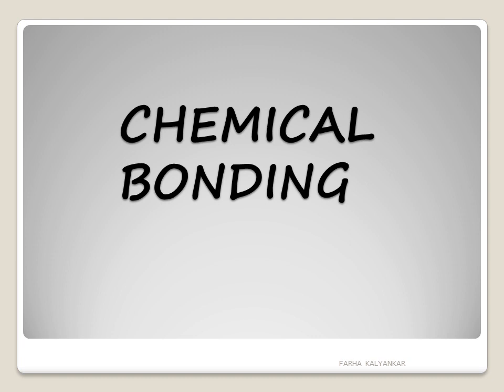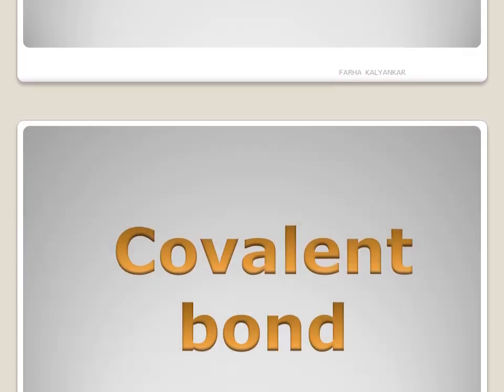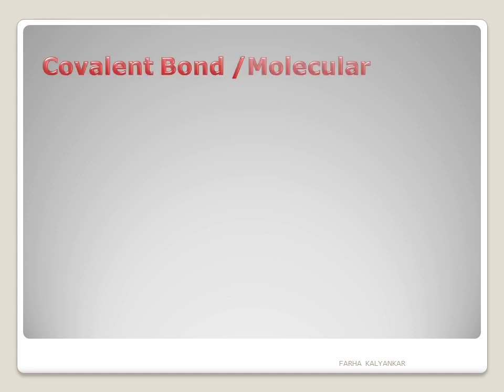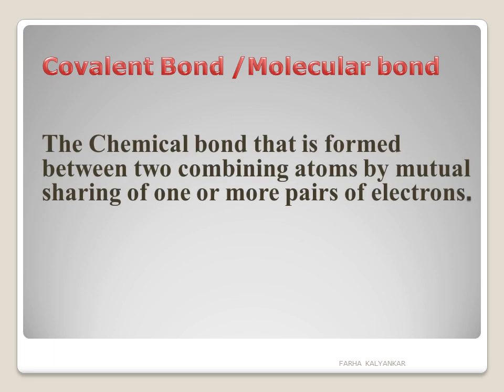In chemical bonding, today we are going to study about covalent bond. Covalent bond is also called as molecular bond. It is defined as the chemical bond that is formed between two combining atoms by mutual sharing of one or more pairs of electrons.